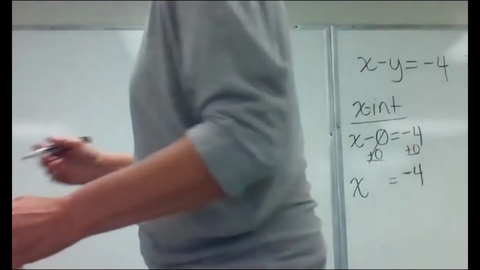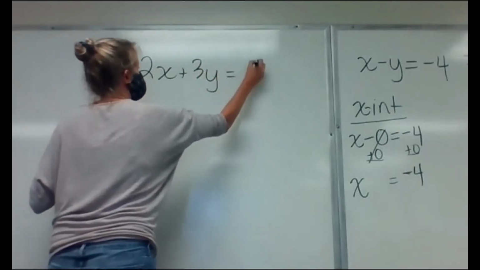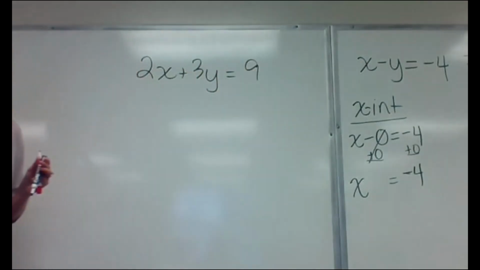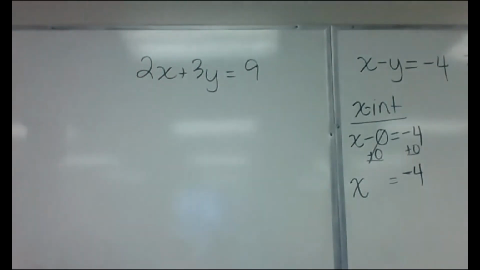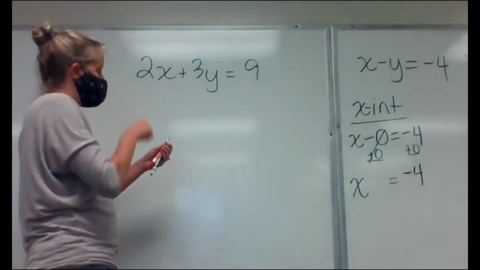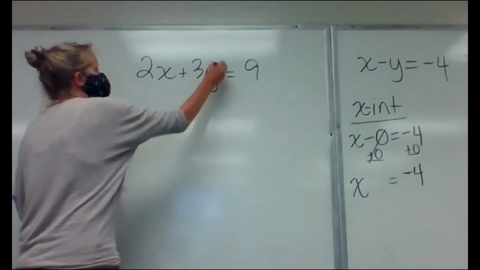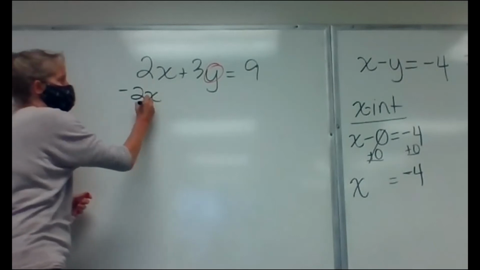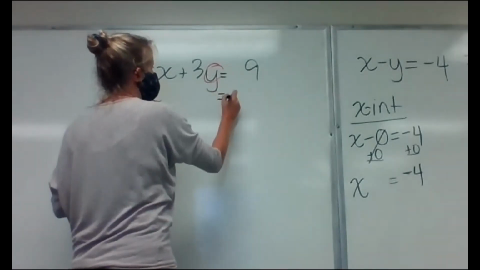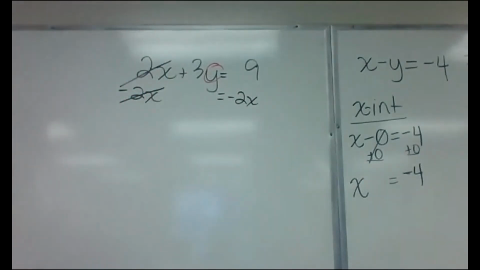Two x plus 3y equals 9. So let's put this into y equals so we can put it in our calculator. Okay, we need to get used to solving for y anyway. We're going to do that several times. So let's solve for y. Get this y by itself, which means I need to get rid of 2x. So I'm going to subtract 2x from both sides. So that 2x and -2x cancel.